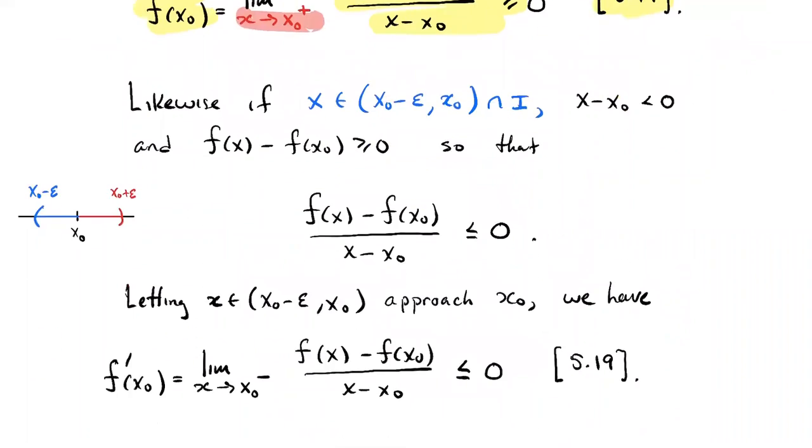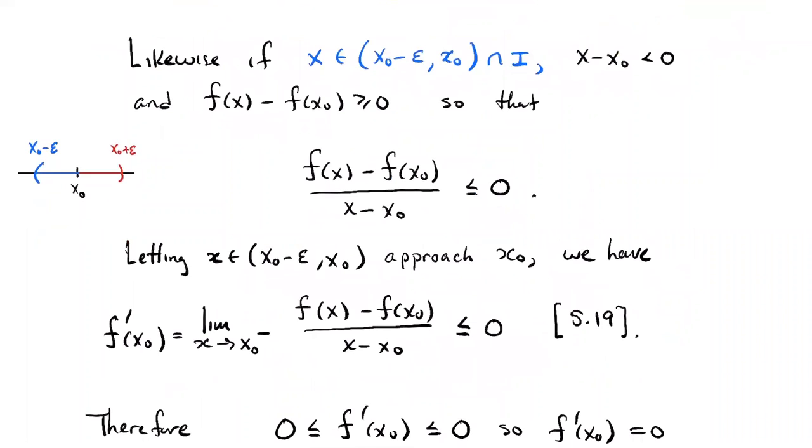But now I'm just going to flip the argument over. If we only took x's that were not on the right-hand side of that neighborhood, but on the left, I've drawn it in blue here. So I'm picking x's that are between x minus epsilon and x naught. Well, then the difference x minus x naught is always negative. The function outputs are still greater than or equal to 0. F of x naught is still a minimum.